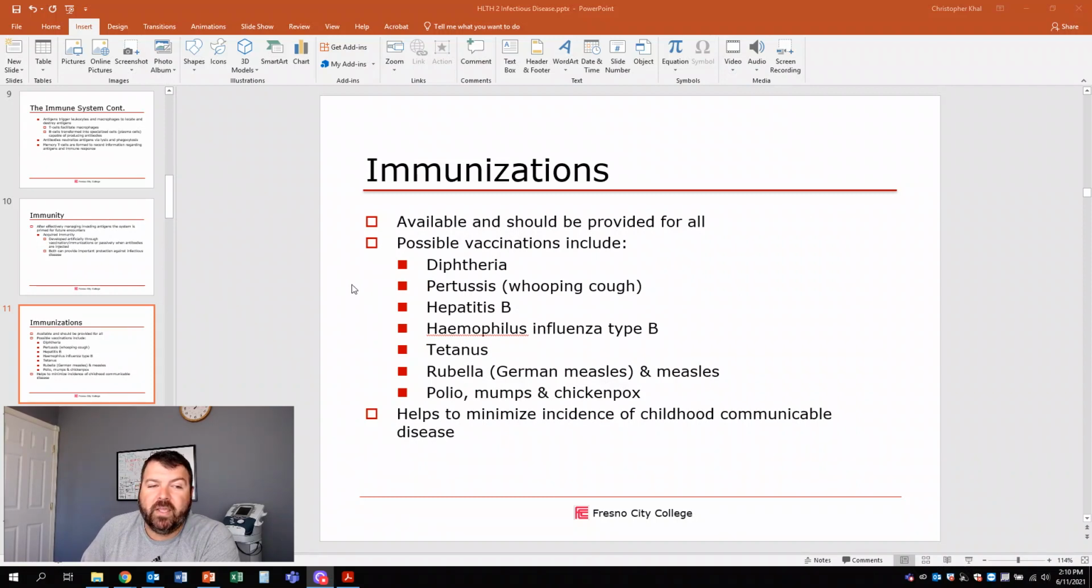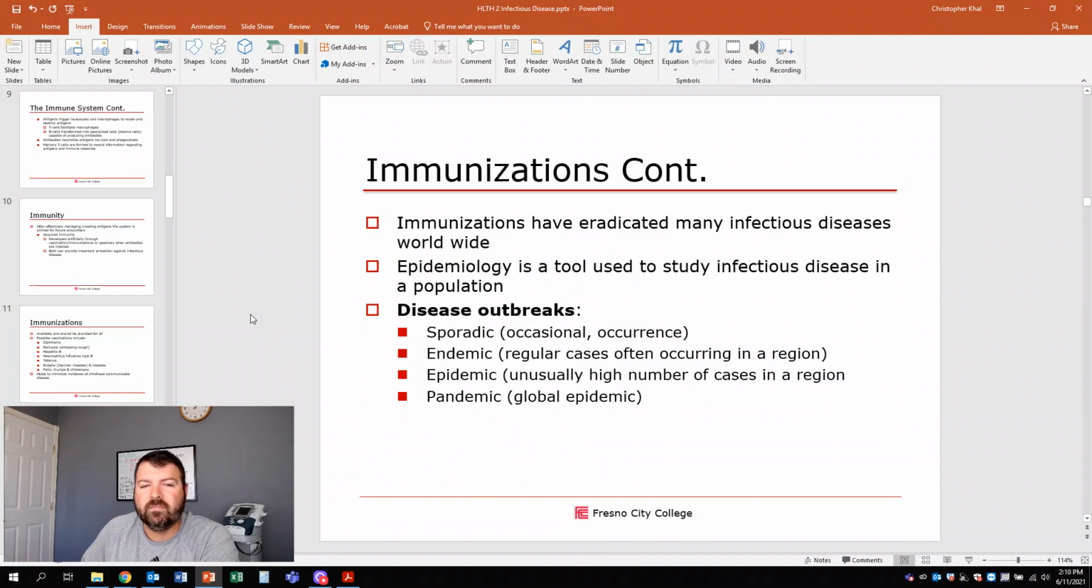Immunizations right now: we have diphtheria, pertussis or whooping cough, Hep B, influenza type B. I'm not even going to try and say that word. Tetanus, rubella, polio, mumps, chickenpox. Over time, we've developed pretty good vaccines for them. Usually you get these when you're a kid. Every 3 months or so, you'll get some kind of vaccination. You'll get boosters as you get older and so forth. Immunizations have eradicated many infectious diseases worldwide.